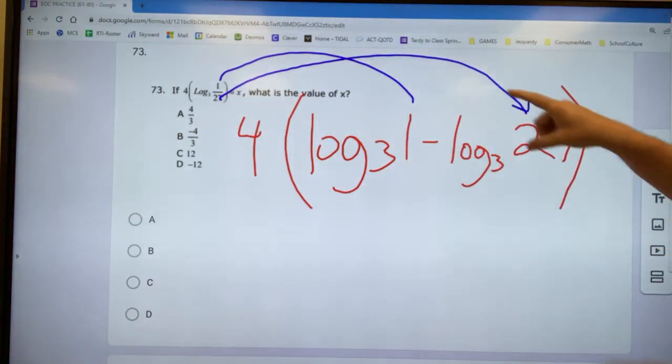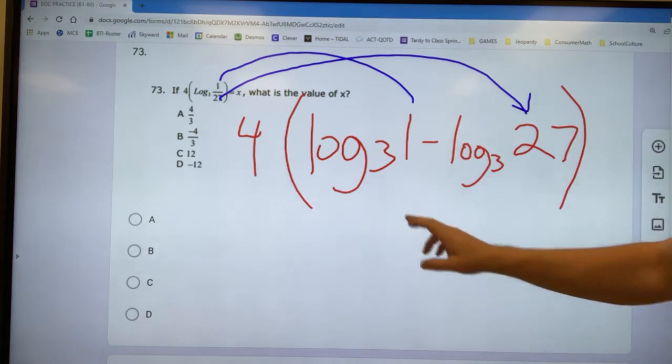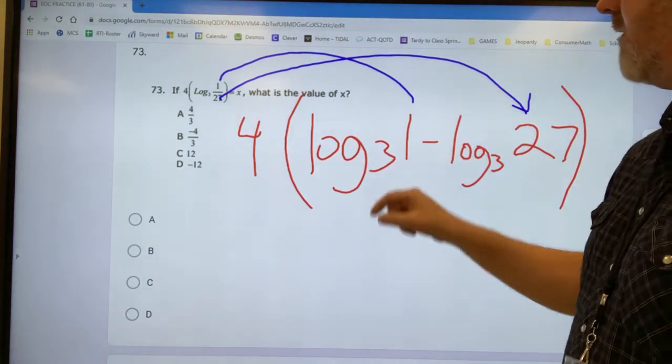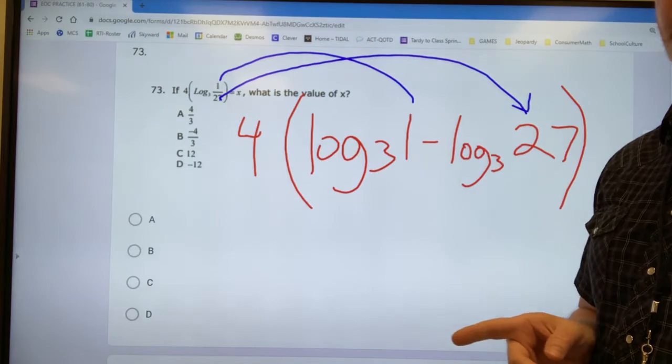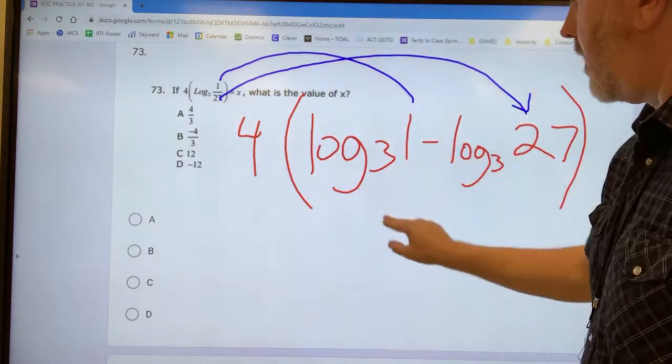So I just split it up. Division splits up into subtraction. And then here's the tricky part that you have to remember. We talked about this earlier. Log base 3 of 1. What does 3 need to be raised to be equal to 1? What does any number need to be raised to be equal to 1? 0.